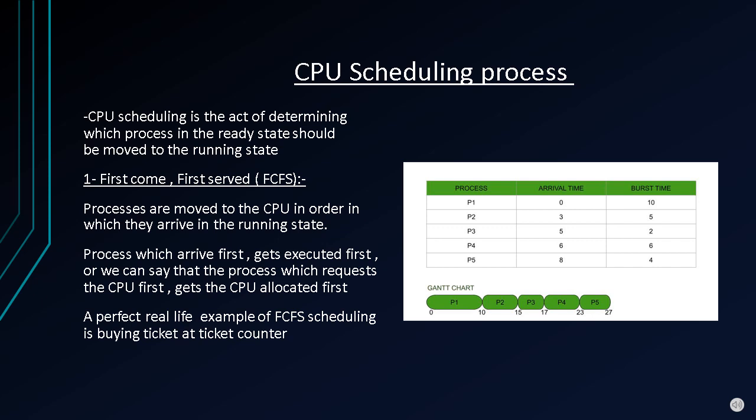As you see in the image in front of us, we have processes P1, P2, P3, P4, P5, with their arrival times and burst times. And as we see down there in the Gantt chart, P1 is executed first, after it P2, after it P3, and so on.